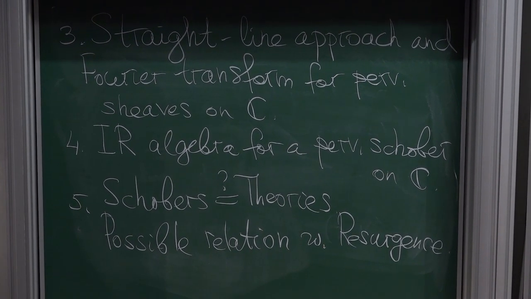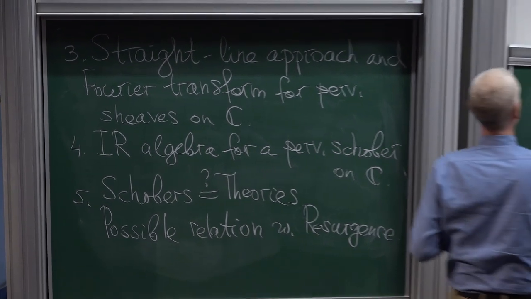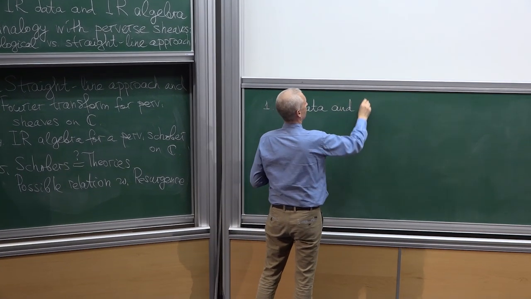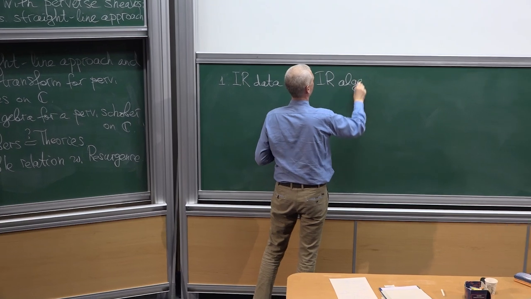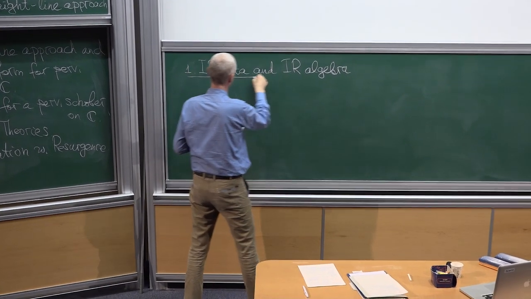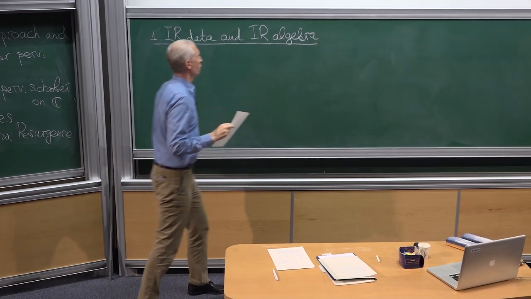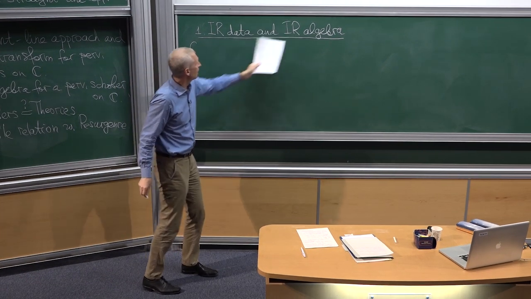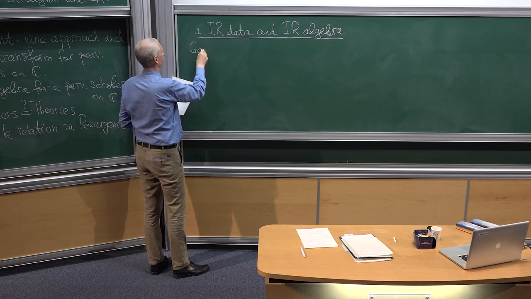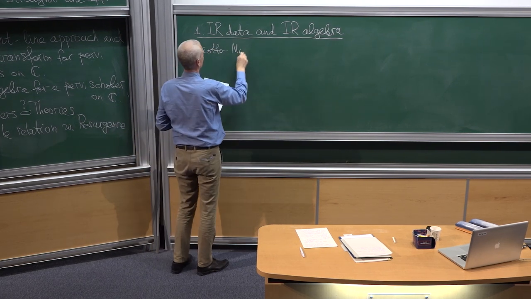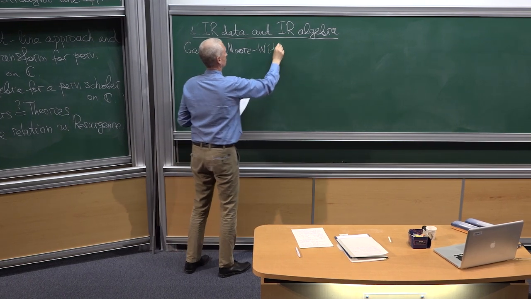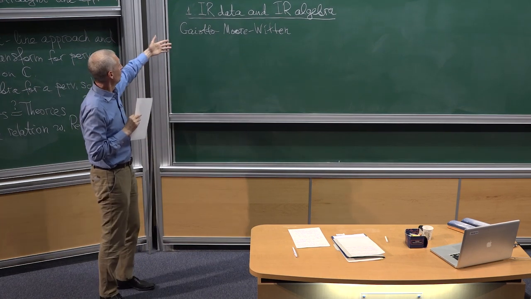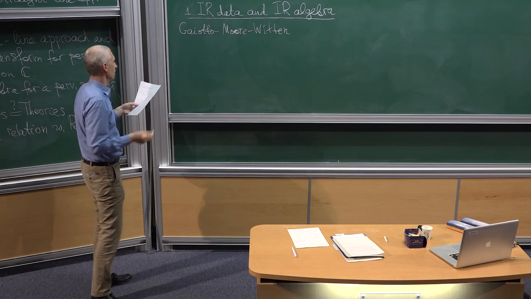So let me start by recalling part one, infrared data and infrared algebra. This refers to the paper of Gaiotto, Moore, and Witten with the infrared algebra in the title. I'll try to summarize how physicists talk about such things.